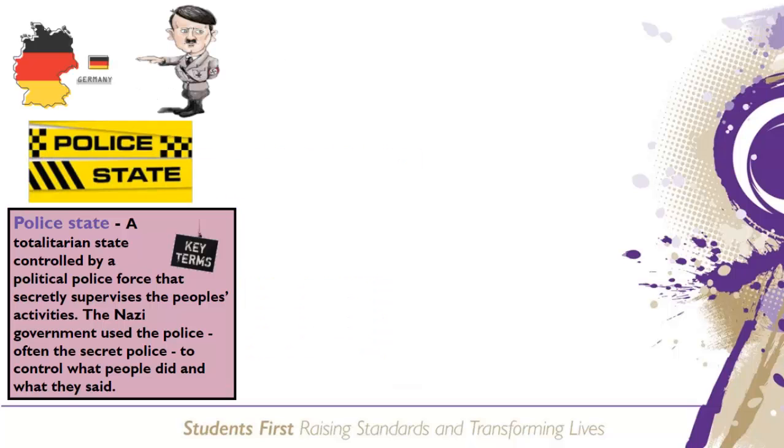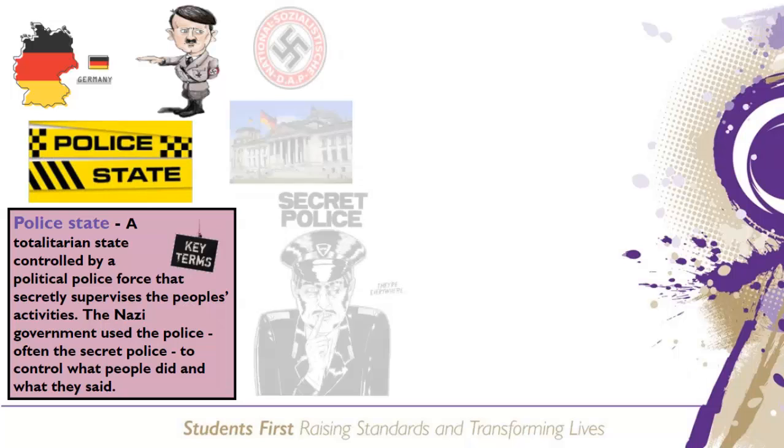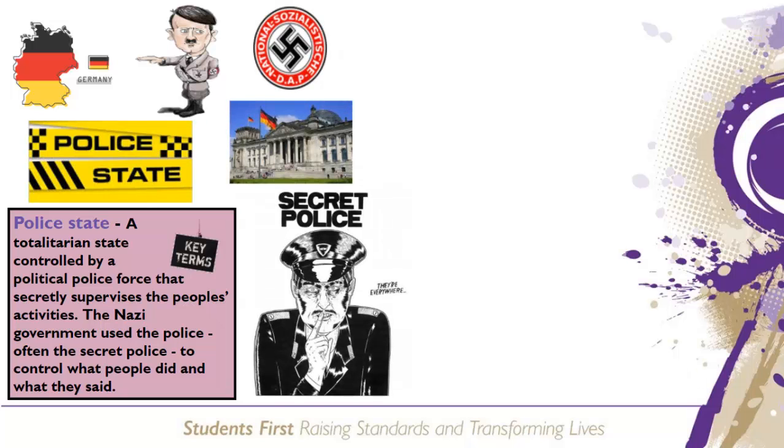The German state which Hitler created after 1933 was a police state. This was a state in which the Nazi government used the police, often the secret police, to control what people did and what they said. People who did or said anything to harm the state or the Nazi party were punished. The police state was a means of keeping control.